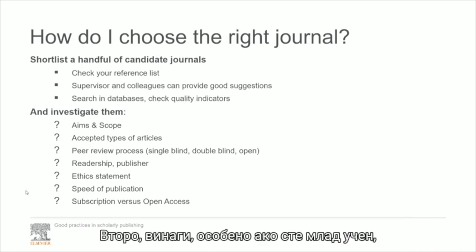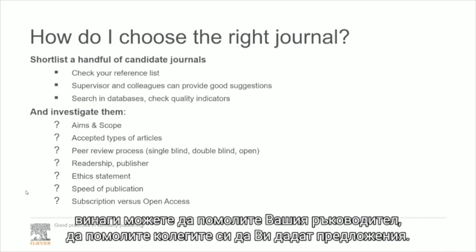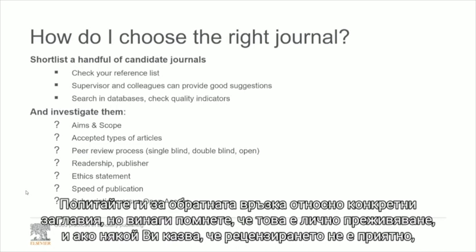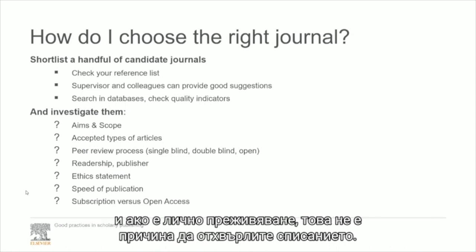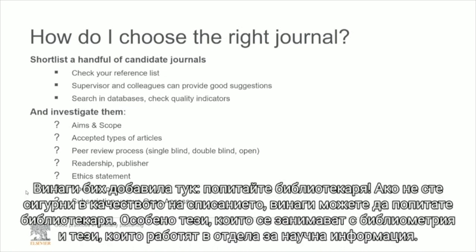Secondly, always, especially if you're a junior researcher, you can ask your supervisor and your colleagues for suggestions, and ask them for feedback about specific titles. But always remember that, especially if this is personal experience, so if someone told you that the peer review process was not nice, it may still simply be a personal experience and may not be a valid reason to reject the journal.